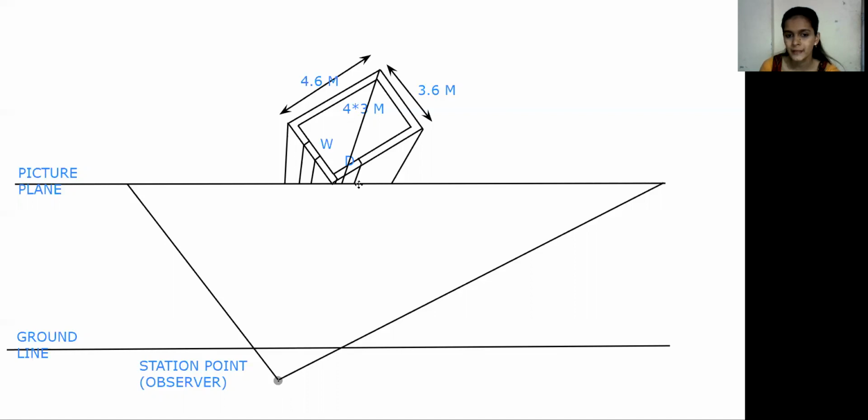So here we are getting 8 points. Sometimes you may get 7 points, but nothing to worry about. We just need to take care while joining the projections. So from these 8 points, we need to draw the vertical lines between the picture plane and ground line.